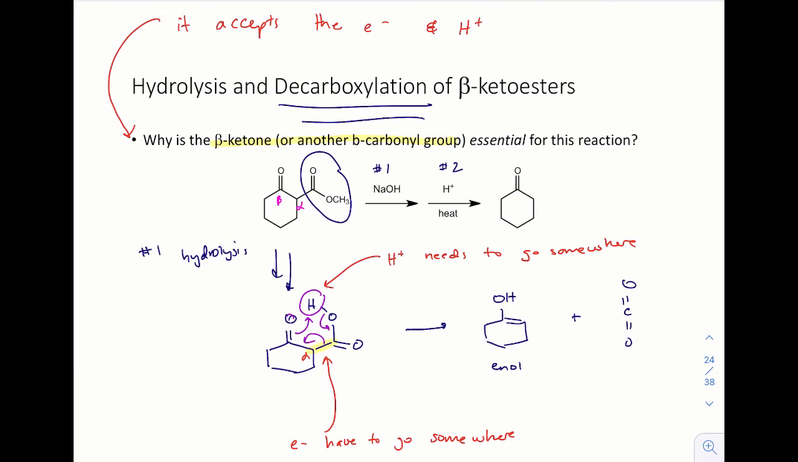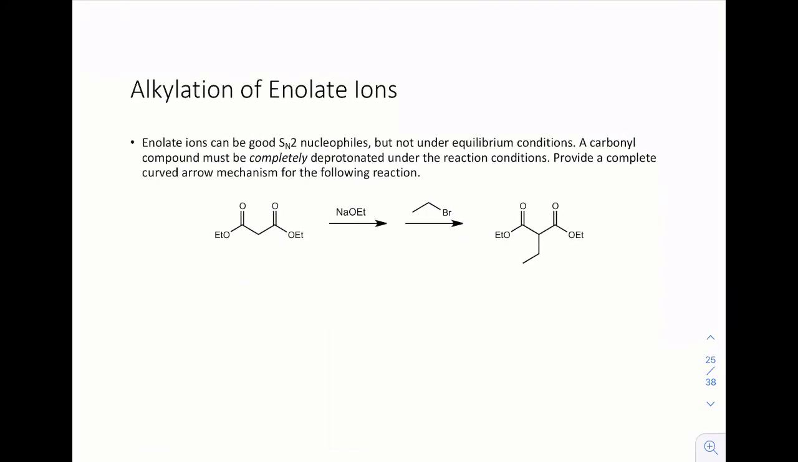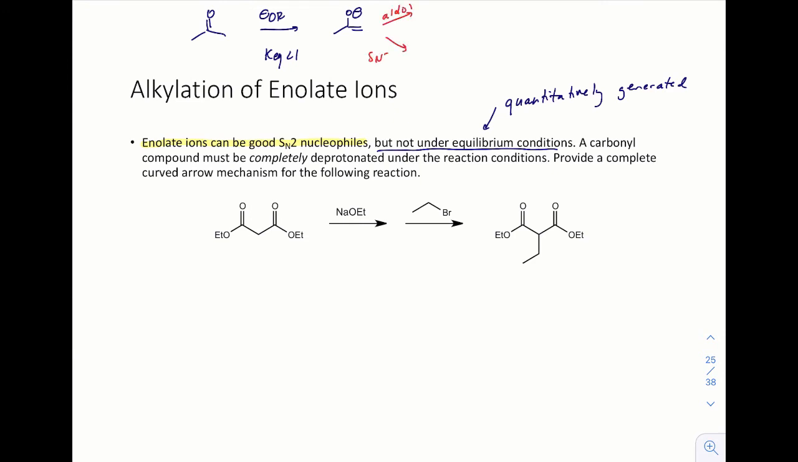Now let's see why this decarboxylation is so important. We have learned that enolate ions can be good nucleophiles in the SN2 reaction, but not under equilibrium conditions. And what that means is that they need to be quantitatively generated in order to be used in SN2 reactions. So just a normal aldehyde or ketone, as we've said, if it's treated with an alkoxide base, the equilibrium constant for formation of the enolate is less than 1. And so alkoxide bases cannot be used to generate enolate ions for SN2 reactions. Can be used for aldol and things, but not for SN2.